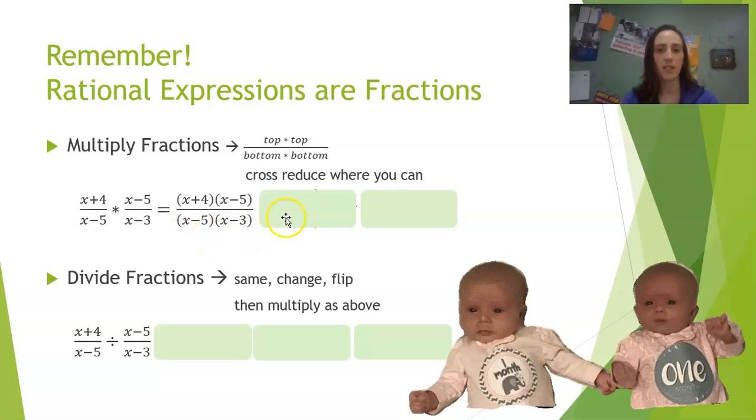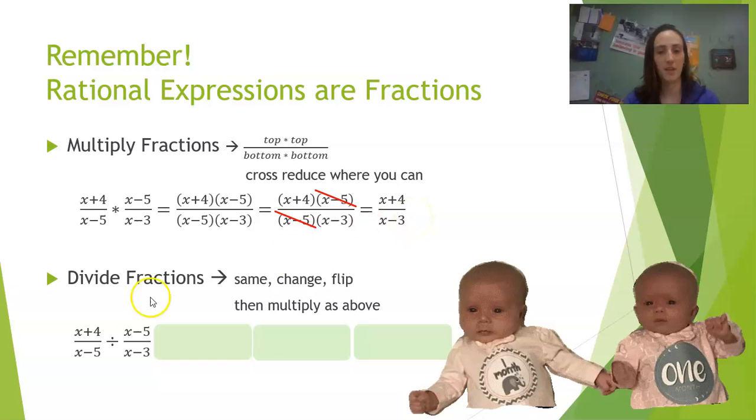At this point, if there's anything I can cancel, I will do that, and I can cancel when I have the same thing on top that I have on bottom. So I see that there is an x minus 5 on the top, there is an x minus 5 on the bottom, so I canceled those out. So my answer is going to be whatever I have left over. I have an x plus 4 left over on the top, I have an x plus 3 left over on the bottom.